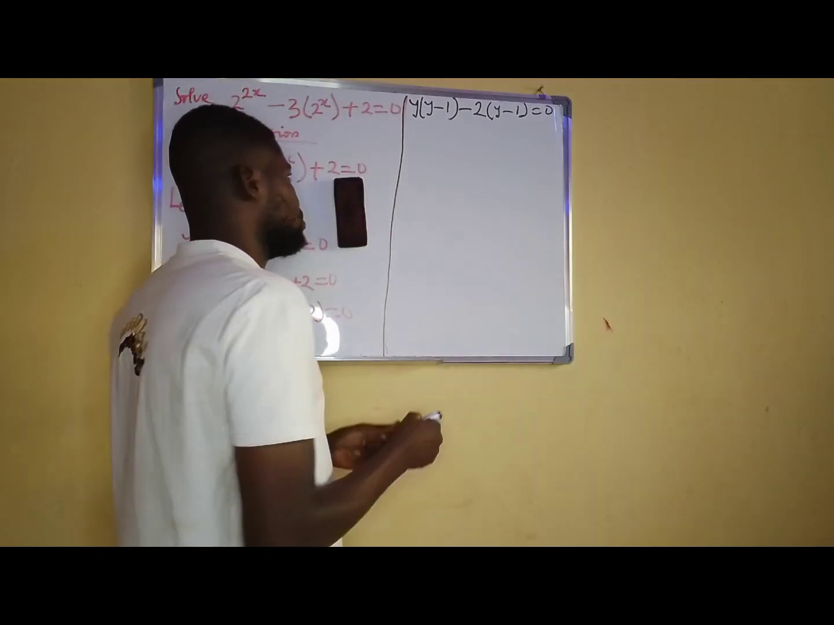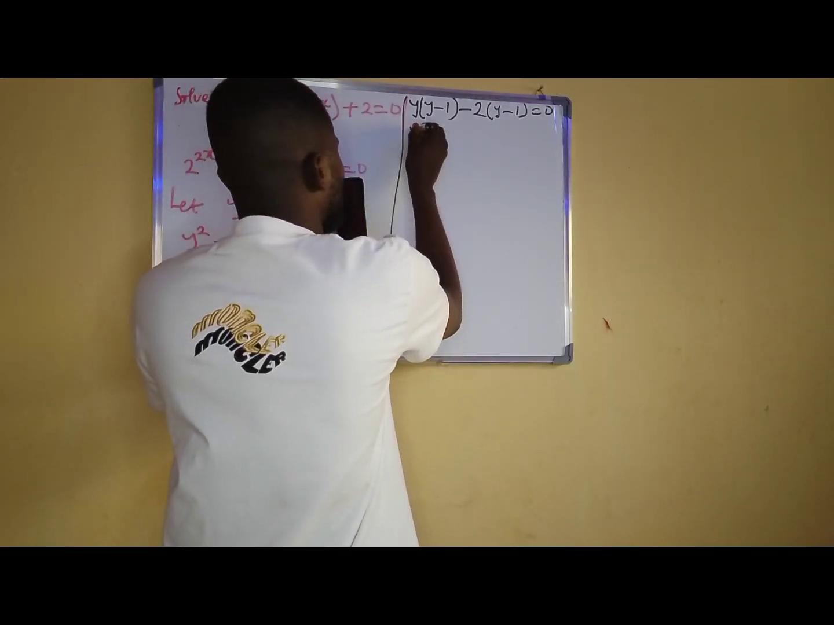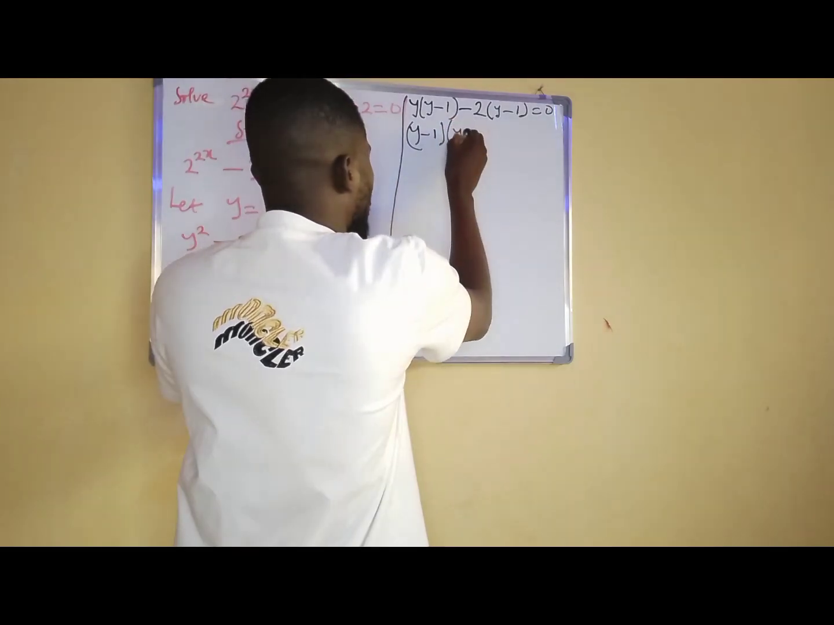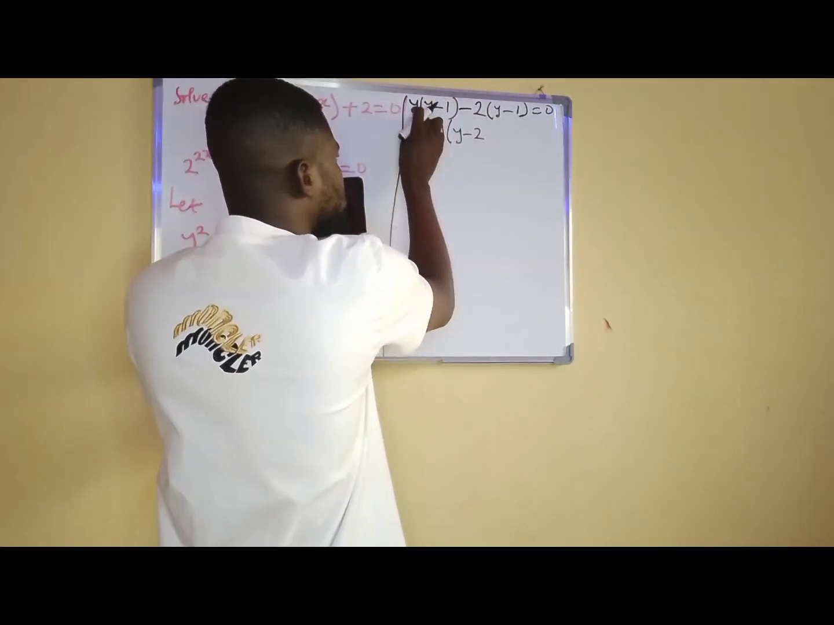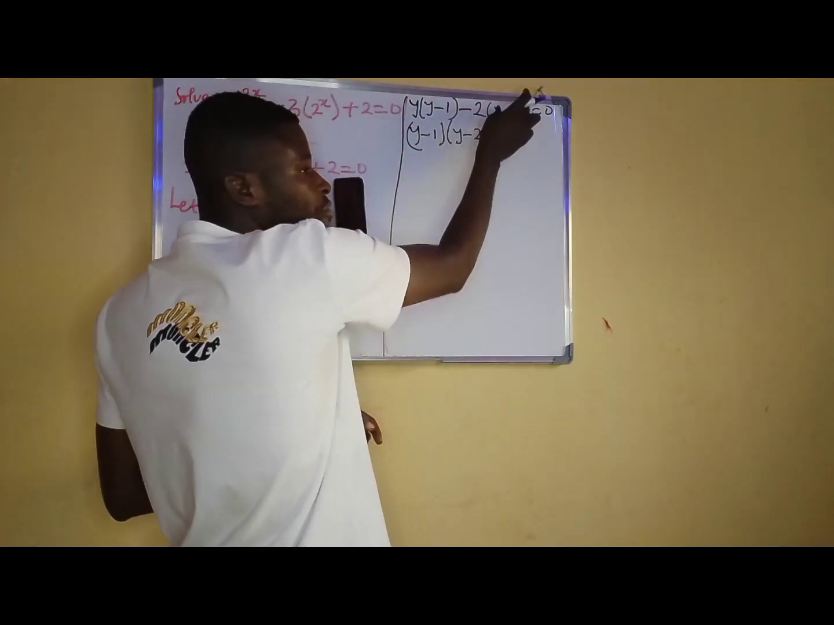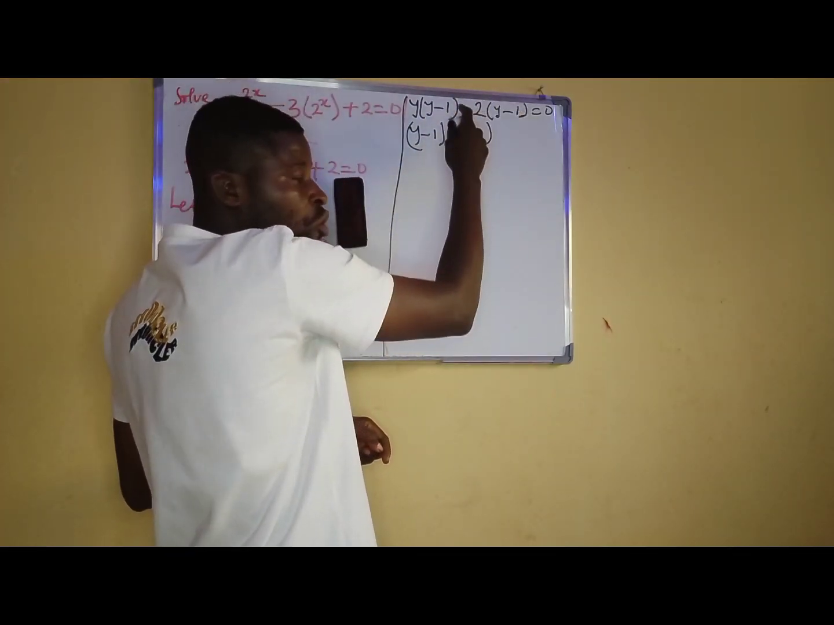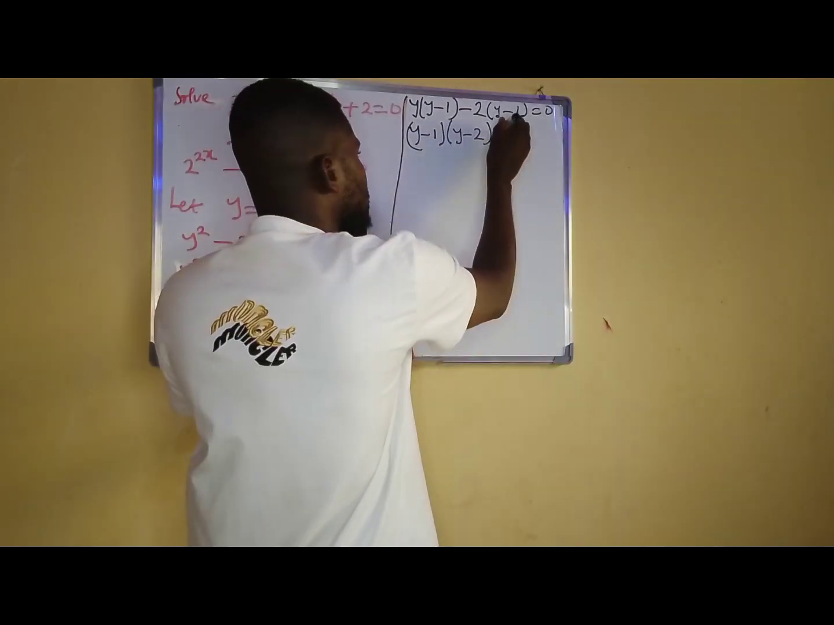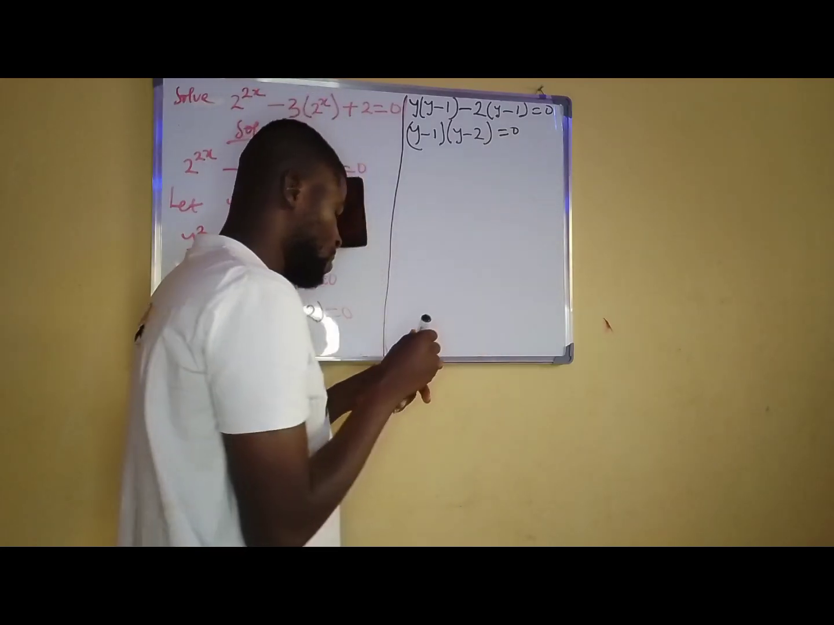Now, what do we do? We say y minus 1, y minus 2, that is this y and this minus 2. You pick one out of these two brackets. Since all of them are the same thing, you pick one bracket, and this is equal to 0.